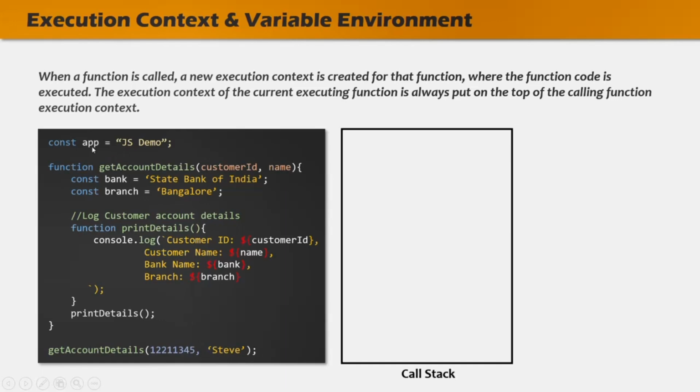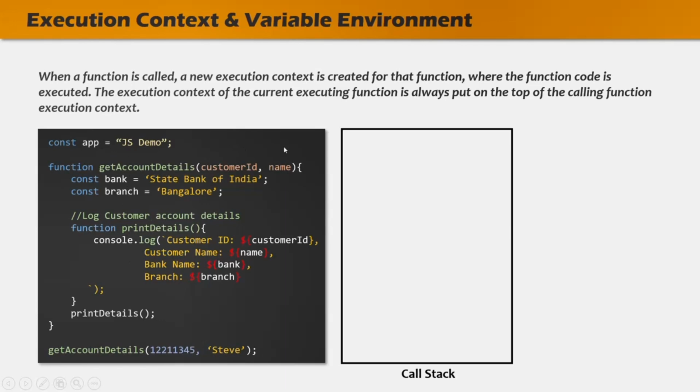There, first of all, we are creating this global variable app, and then we are declaring this function getAccountDetails, which takes two parameters, customerID and name, and inside that we are declaring two variables, bank and branch. We are also creating an inner function inside this getAccountDetails function called printDetails. And then we are also calling that printDetails function from within the same getAccountDetails function.